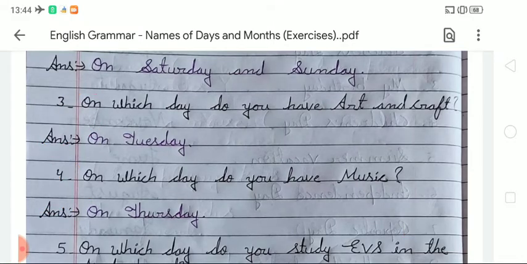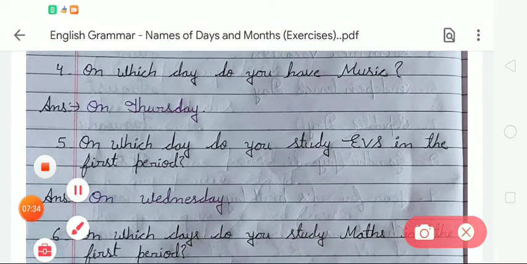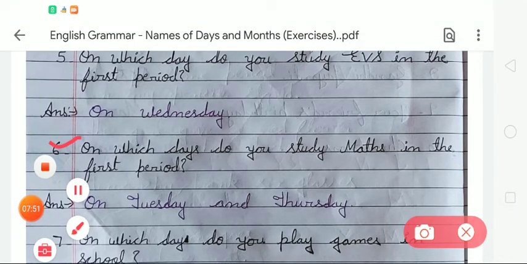Okay, now the next is question number 5: on which day do you study EVS in the first period? Student, the question is: on which day do you study EVS in the first period? So the answer will be on Wednesday. Okay, on Wednesday. Now the next question, question number 6: on which days do you study math in the first period? So the answer will be, on Tuesday and Thursday we study math in the first period.